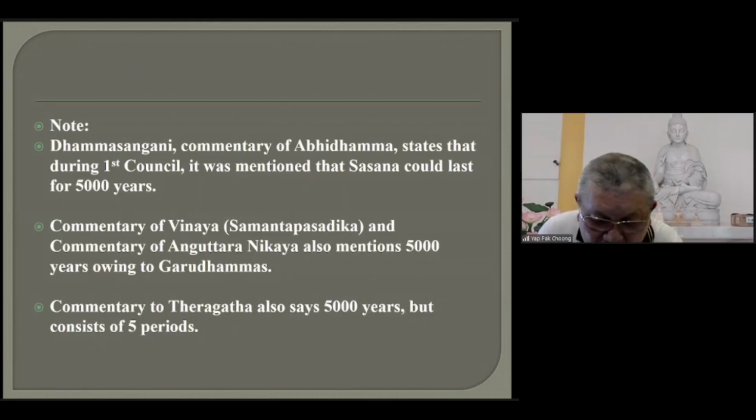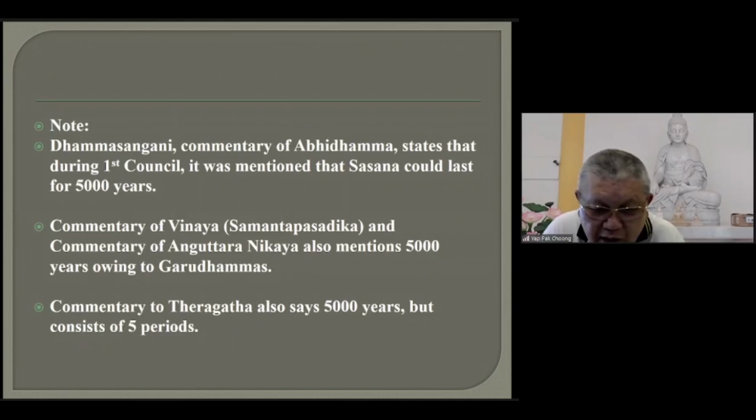Commentary of the Theragatha means those verses of the elder monks. This is a very ancient book, Theragatha. So all the commentaries talk about 5,000 years reduced to 2005. But the Buddha did not say that. The Buddha in the Vinaya only mentioned 1,000 reduced to 500. Okay, I just point out, give you the example in case you say 5,000 years.